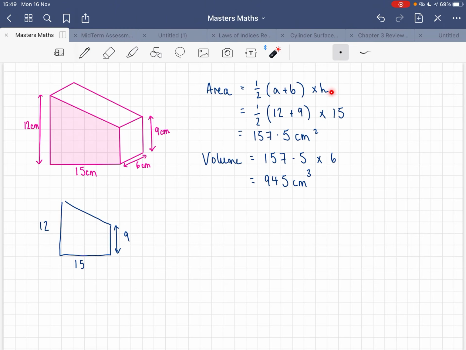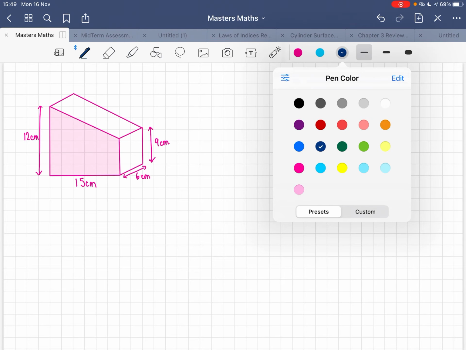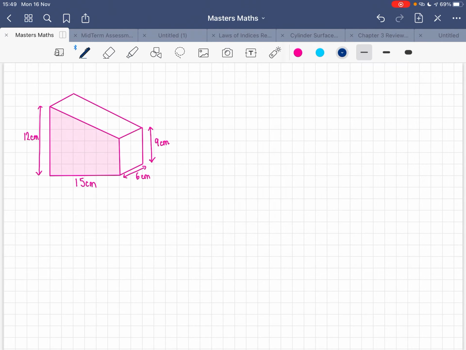Okay, as long as you know this formula, you can answer this question really straightforwardly by just finding the area and then multiplying it by the length. However, if you can't remember the formula, there is another way you could do this. So yeah, I'm going to split it up like this into a triangular prism.